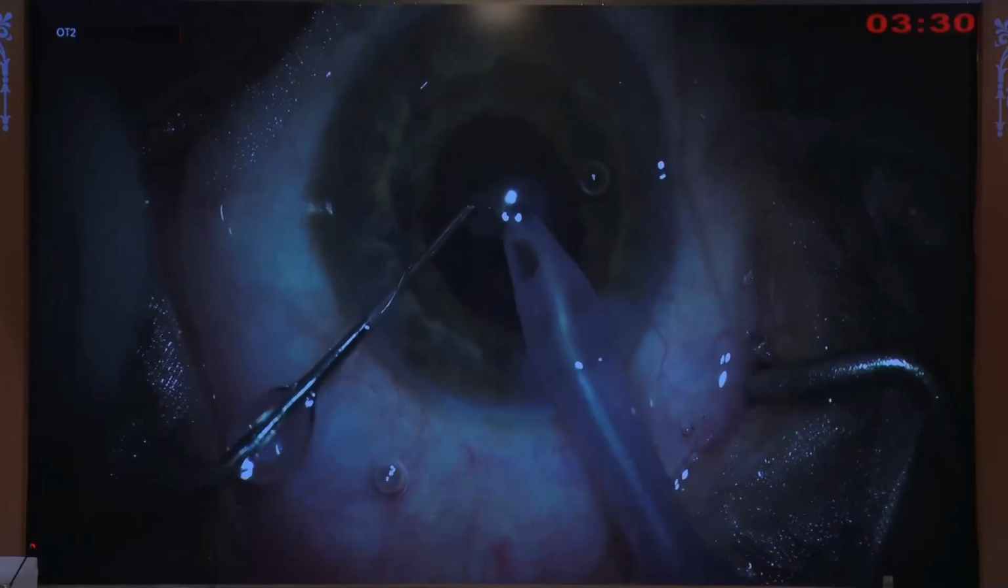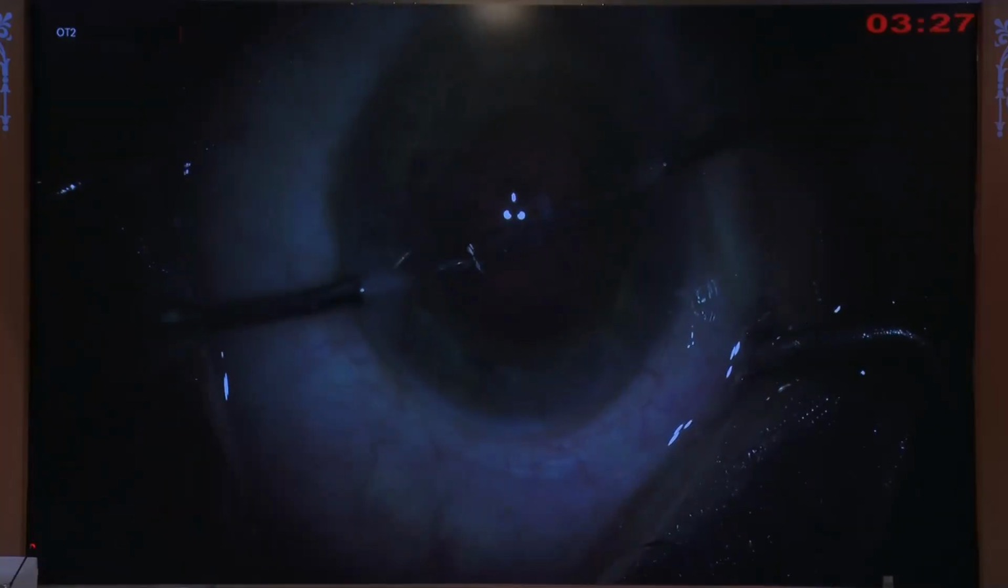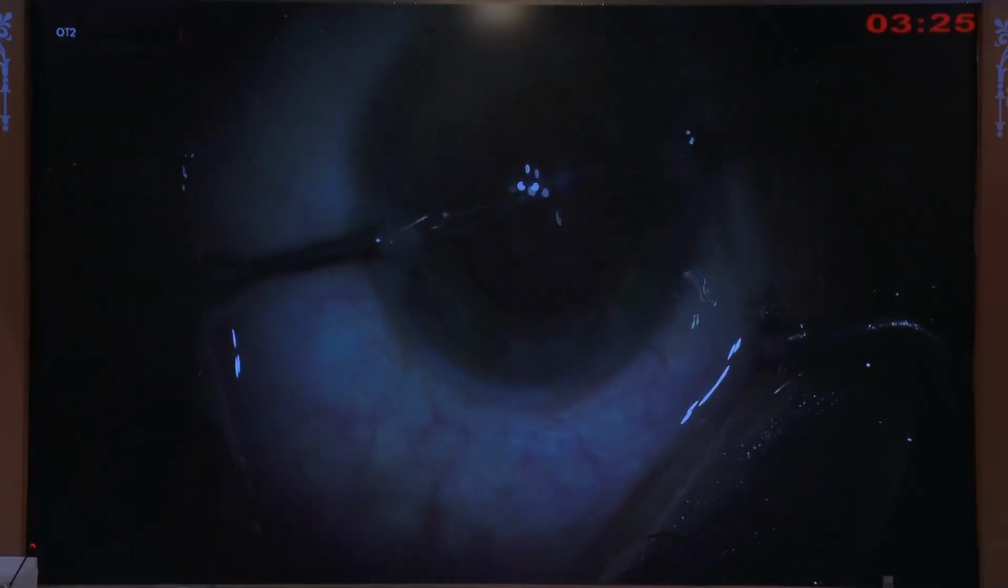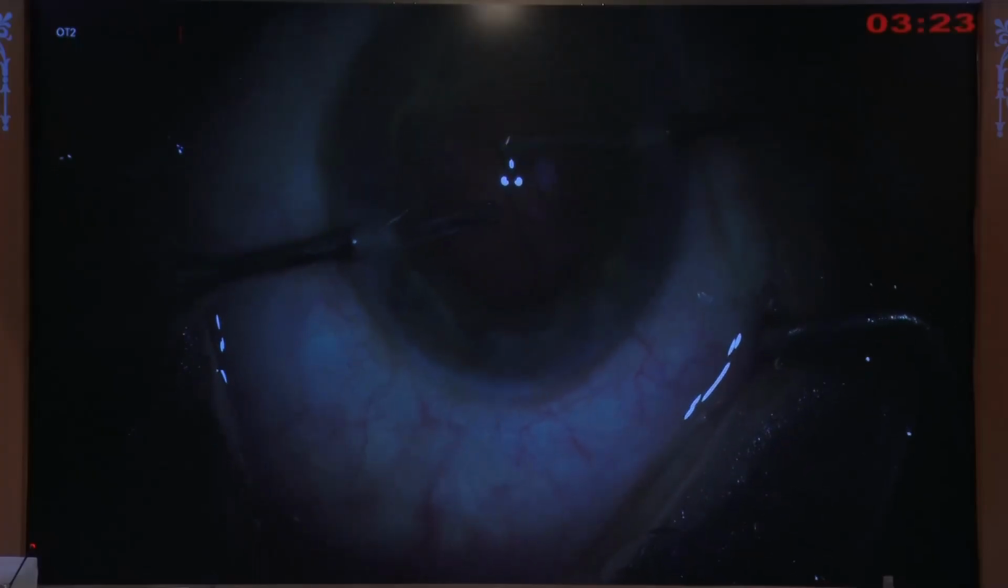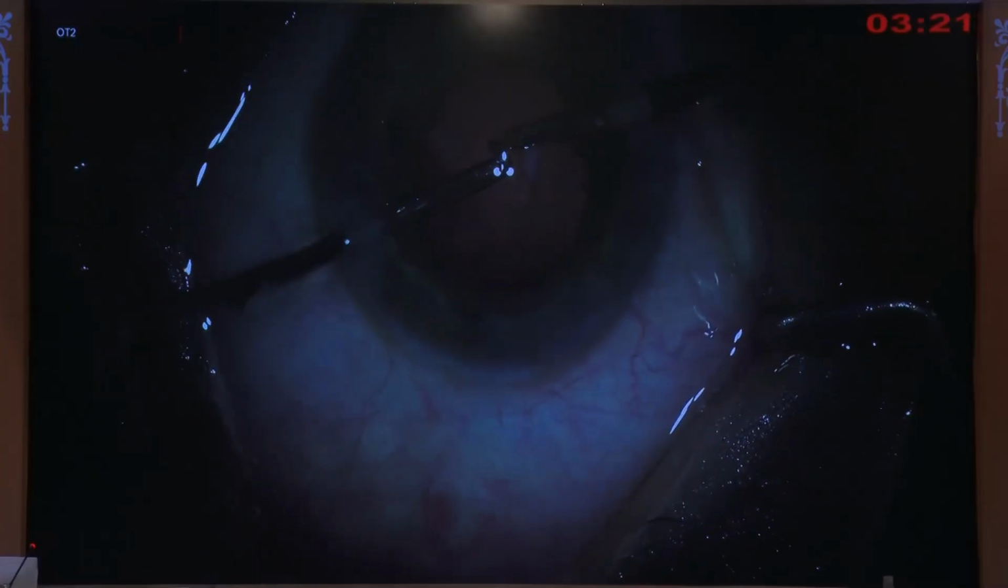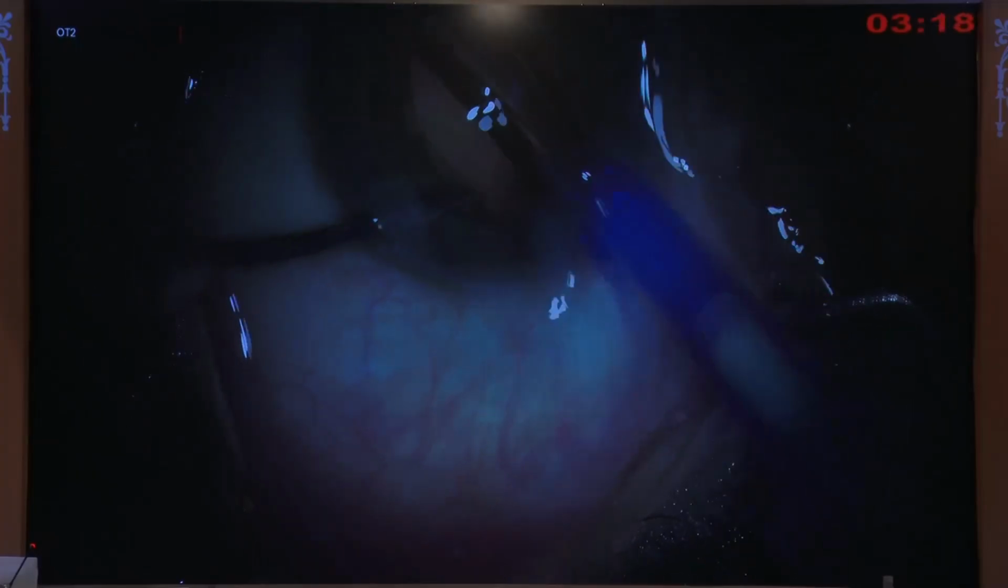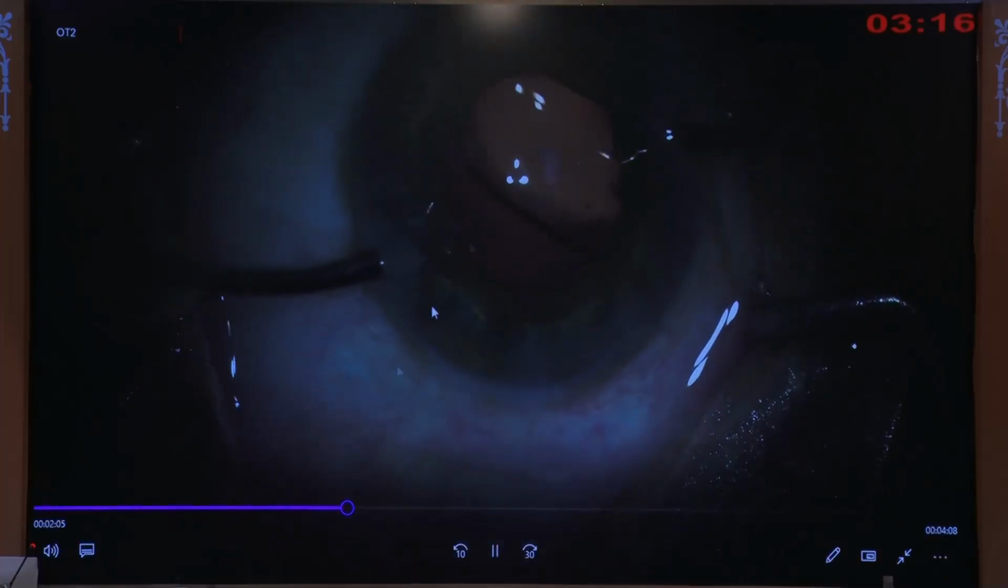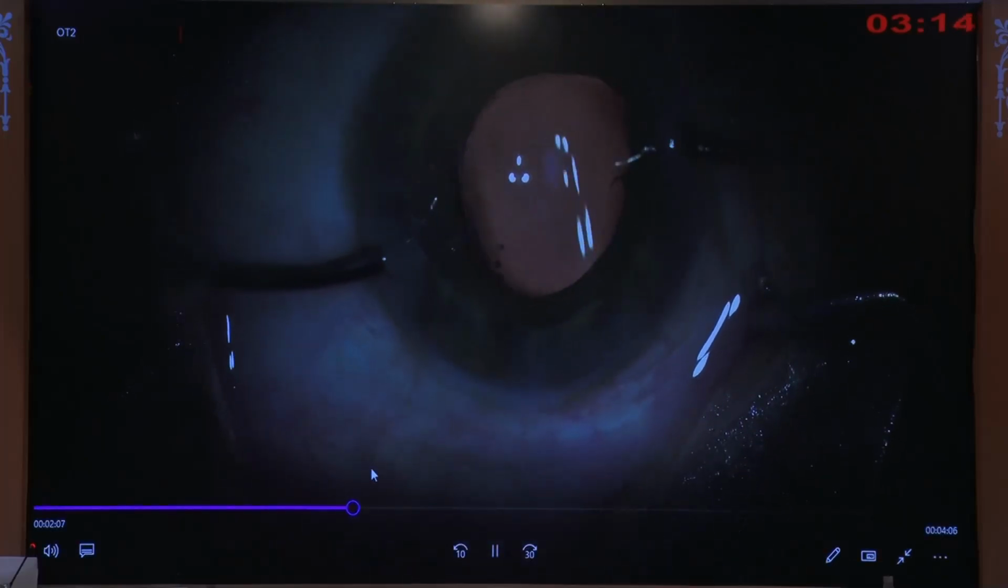Because in the complicated cataract the endothelial count is also low, and during removal of the cortex you have to go very gently, because sometimes the iris is pulled into the aspiration port. Then use a hydrophobic lens.